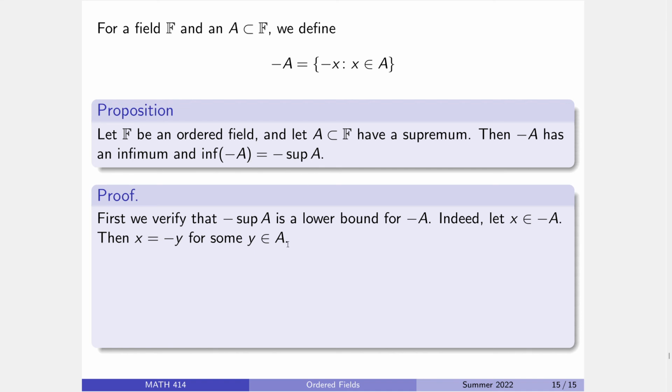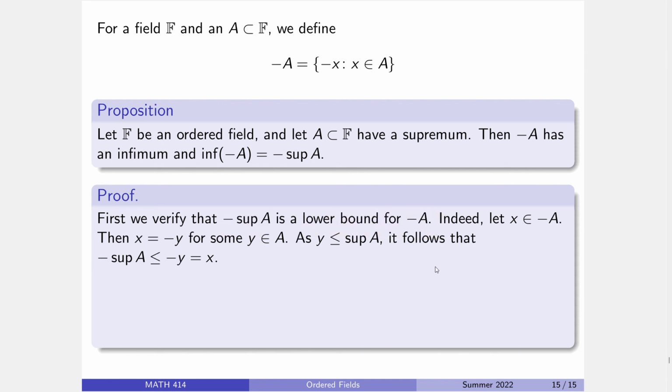A is bounded above by the sup, so I know y is less than or equal to sup A, and then flip it. We know where you're allowed to flip the negation here, so now I get negative sup A is less than or equal to x. So that checks off the first box. Negative sup A is indeed a lower bound for negative A.